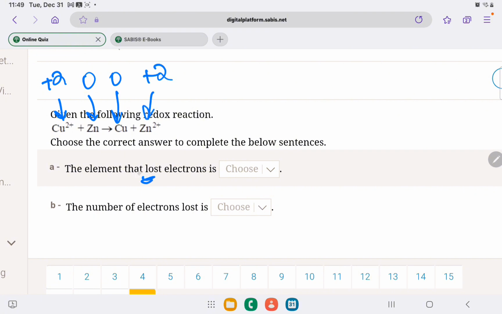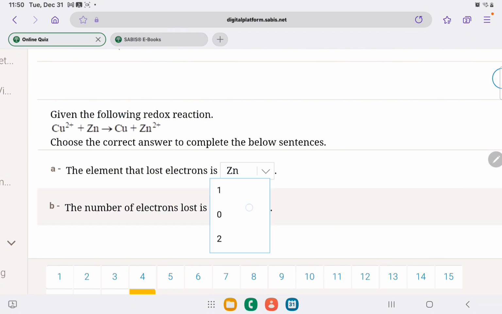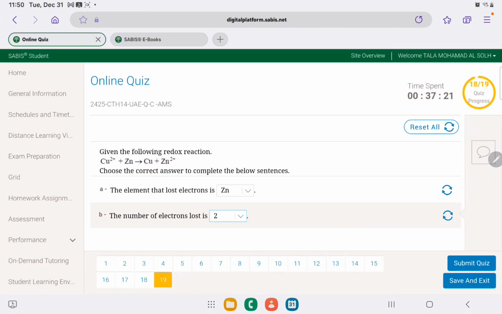The one that lost electrons is the one that has a higher oxidation number, so Zn went from 0 to +2, so Zn lost electrons, and the number of electrons lost is how high the number is now, because it was 0 and then it went to 2. So electrons lost is 2. So Zn and 2. Yeah, let's submit.